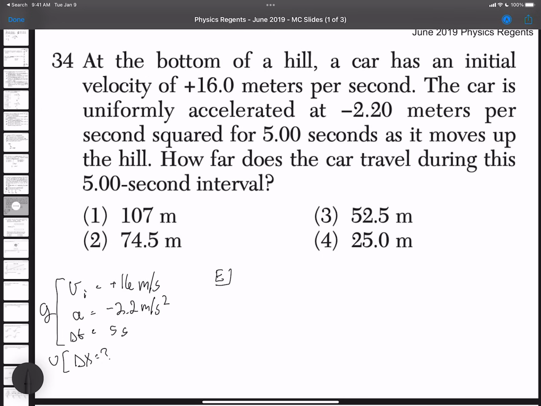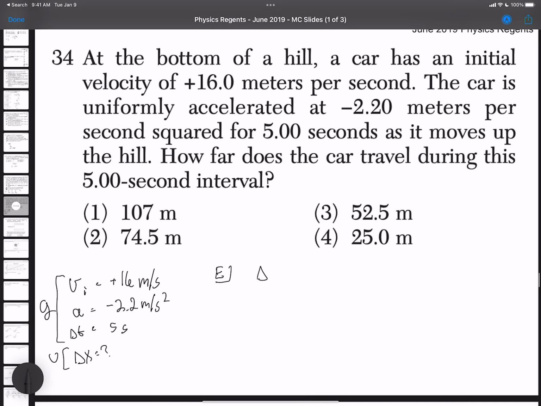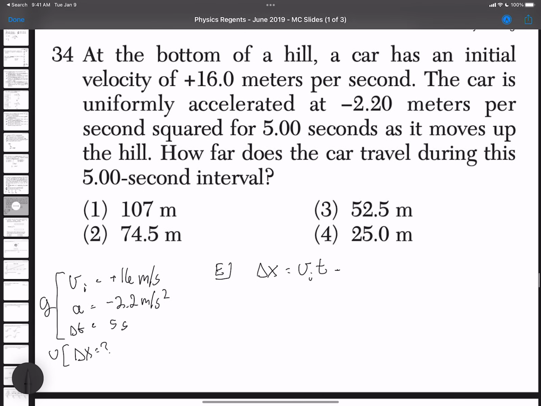And I see I have an equation, the fourth one down, that tells me that the amount of distance I travel equals my initial speed multiplied by how much time plus 1/2 times the acceleration times the amount of time squared. And so I can go ahead and plug in my numbers, being very mindful of the positive and negative signs. So I have 16 times 5 plus 1/2 times 2.2 times 5 squared. Again, that acceleration is negative.